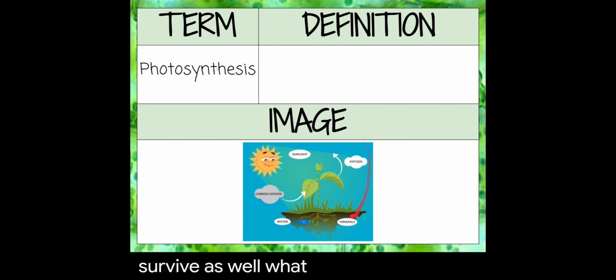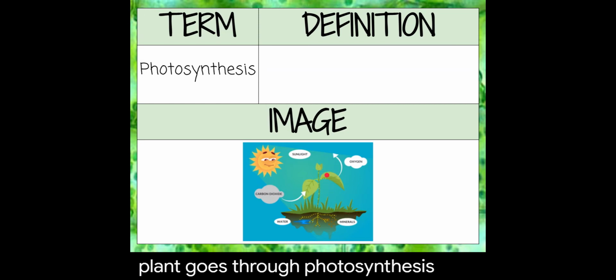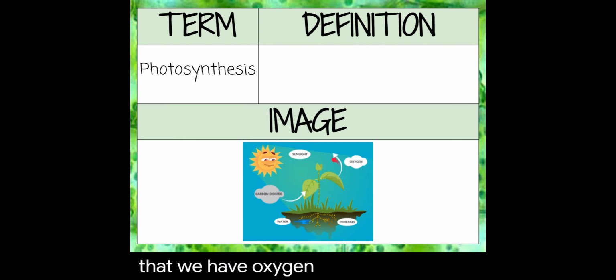What happens after the plant goes through photosynthesis is the plant releases oxygen. So we can see that we have oxygen leaving the plant. So again, sunlight, carbon dioxide, water, and minerals are all going to go into the plant, and the plant will be releasing oxygen as it conducts photosynthesis.